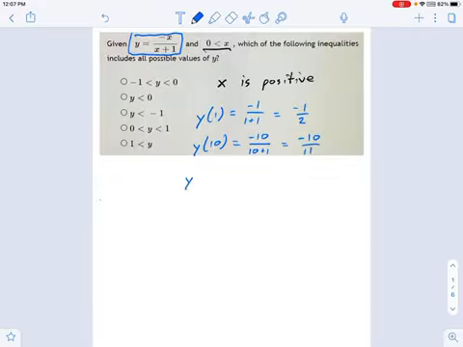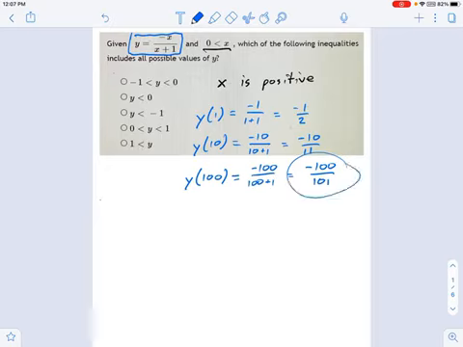Okay, how about 100? y of 100 equals negative 100 divided by 100 plus 1, which is negative 100 divided by 101. Now, if you plug these into your calculator, you'll notice a trend. I'm going between something that's almost equal to negative 1, like negative 0.99 something, and numbers that are actually getting a little closer to 0, still on the negative side. But if you plugged in like x equals 0.2, you'd get something pretty close to 0, actually.